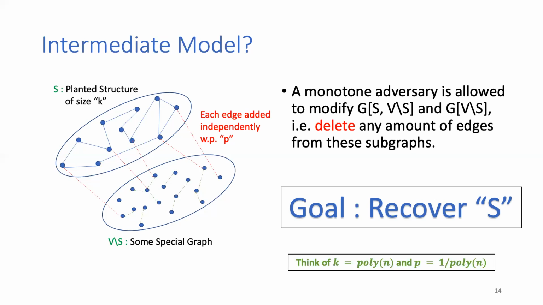A slightly harder problem, or the intermediate model, as I say, is when V minus S is some special graph. Think of it as some special graph which maybe encapsulates the random graph. It may or may not, but let's say for now it is some special graph, so it has some more structure, which we can use to maybe get information about S. So this is what I call the intermediate model.